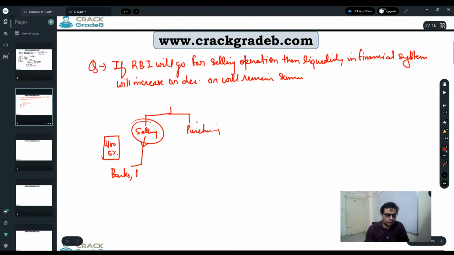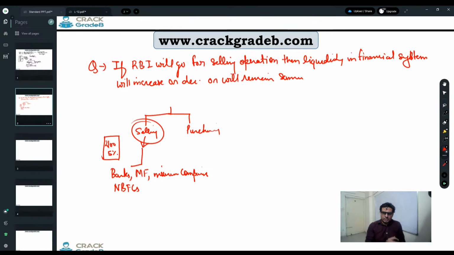Banks, mutual funds, insurance companies, NBFCs, non-banking financial companies. So all constituents of the financial system are being allowed to purchase these government securities, which are going to be sold by RBI.